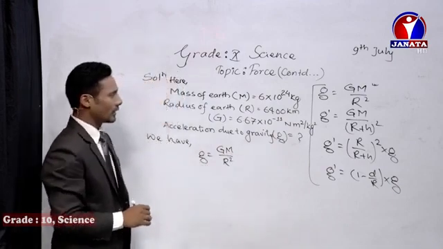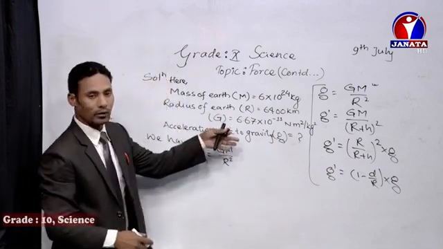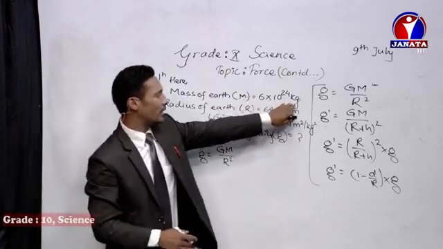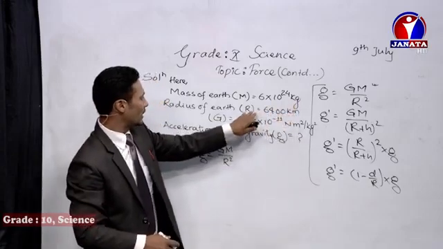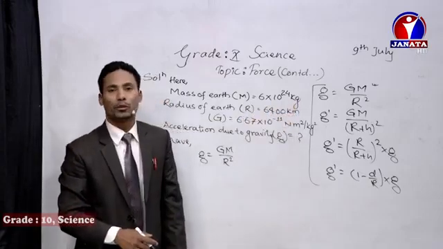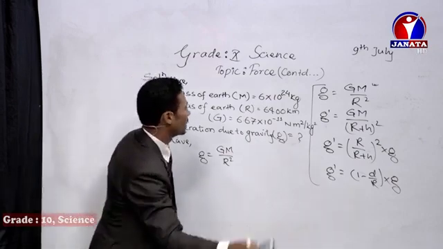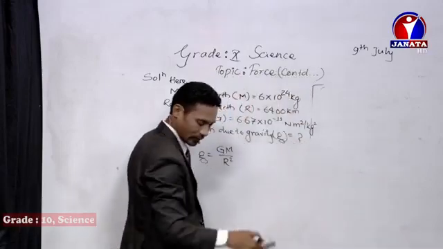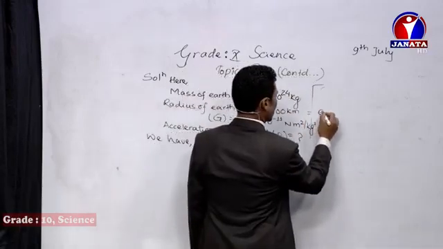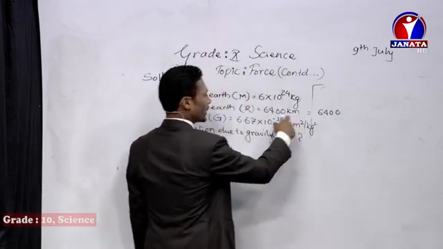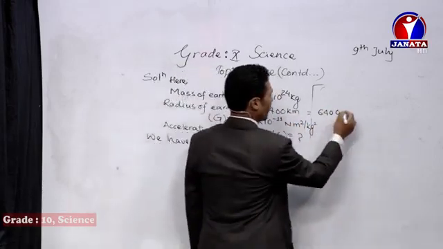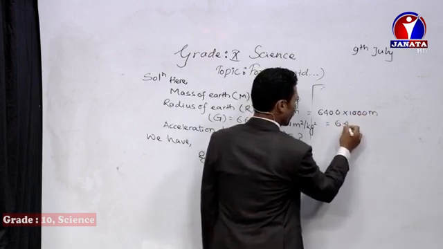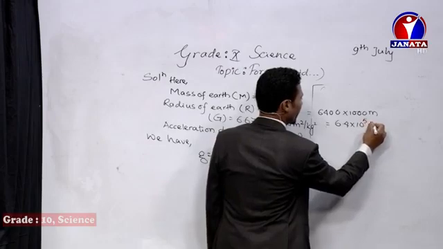Before solving this, let's check whether the given units are all in the SI system or not. The mass is given in kg, which is the SI unit. Similarly, the radius is given in kilometer, and that should be in meter. So let's convert kilometer into meter. This one is 6400 kilometer. To convert kilometer into meter, multiply by 1000. Now this is in meter, so we can write 6.4 into 10 to the power 6 meter.